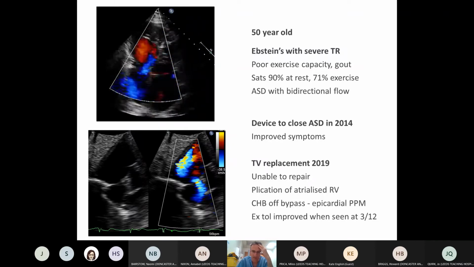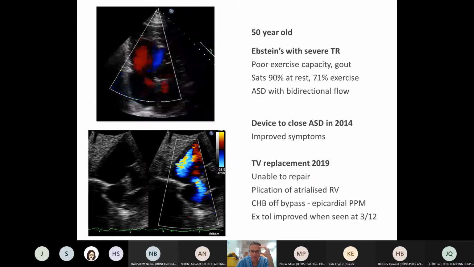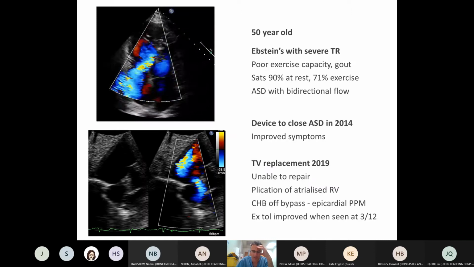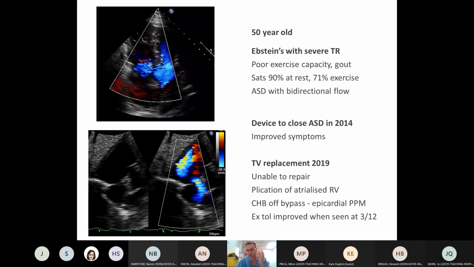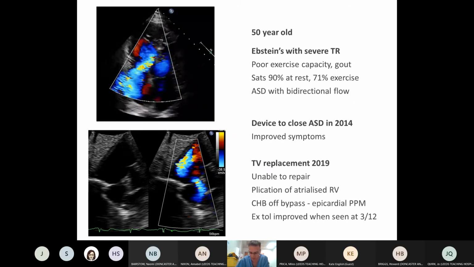It wasn't possible intraoperatively to repair that valve. The atrialized right ventricle was plicated. She came off bypass in complete heart block, so needed an epicardial pacemaker. And she has done pretty well, actually, to be honest. I think there's been a definite symptomatic improvement in her.